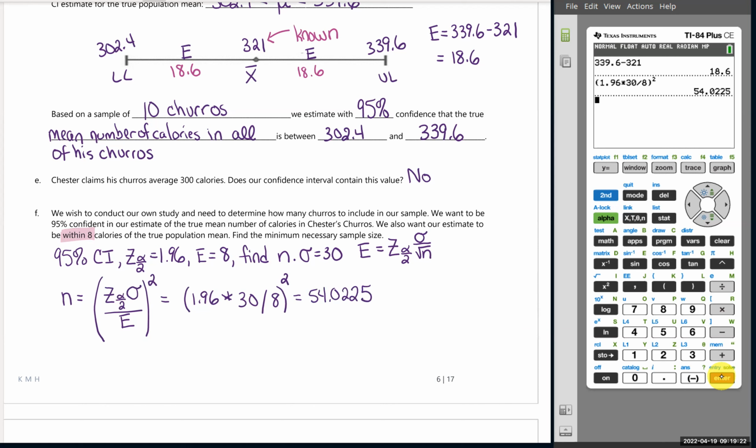So a couple comments about that number. n is the number of churros we need in our sample. And it says the minimum necessary sample size. So here is the deal. This is how many churros we need. If you are selecting churros, this has to be a whole number, like 10 churros or 12 churros, whatever that number is. It has to be a whole number that you're picking. So the rule is, in order to keep our accuracy and in order to keep our confidence, we can't use normal rounding when we look for our whole number.